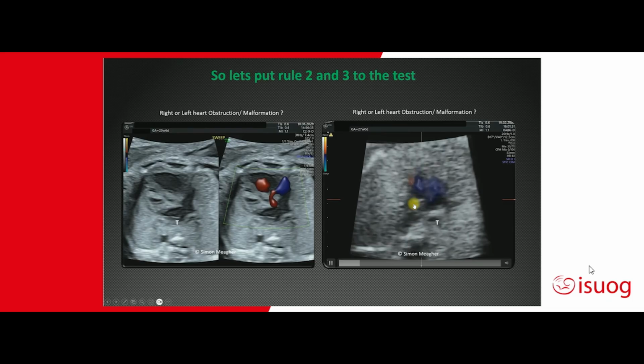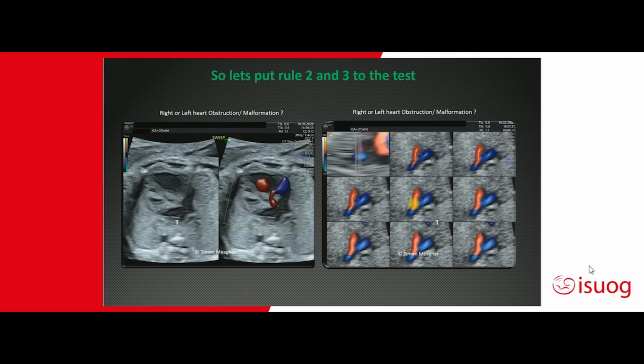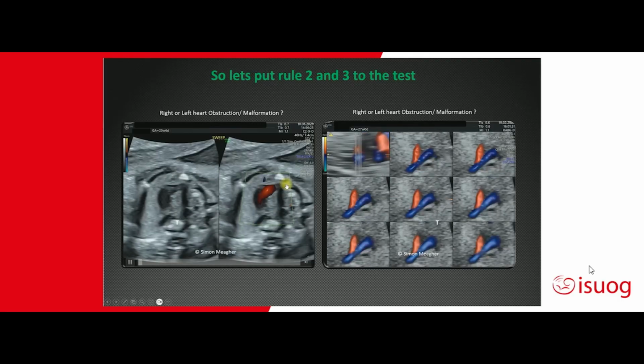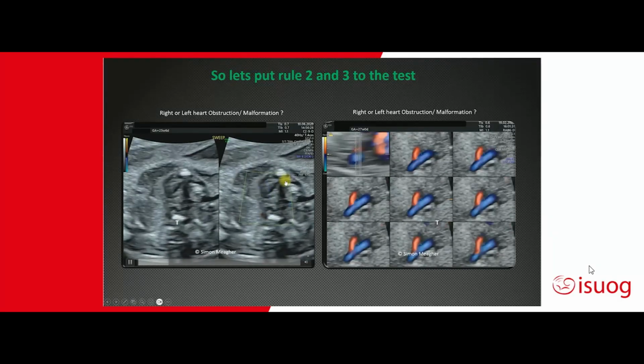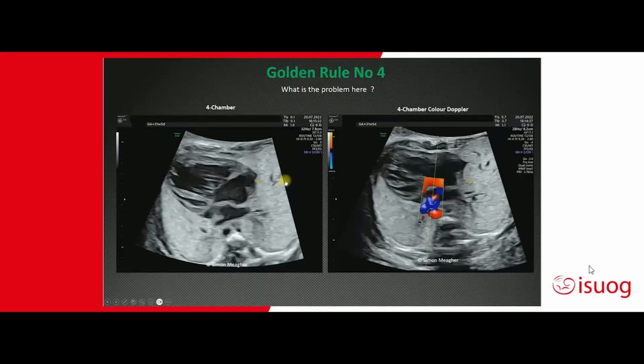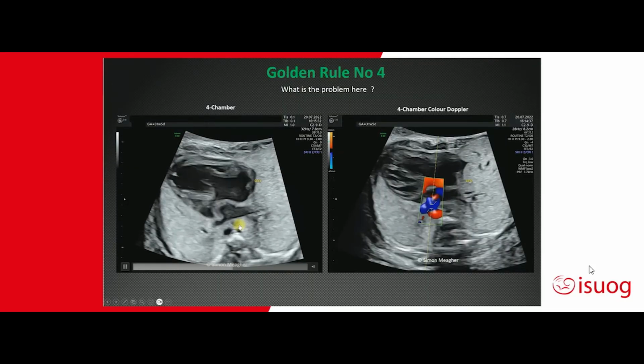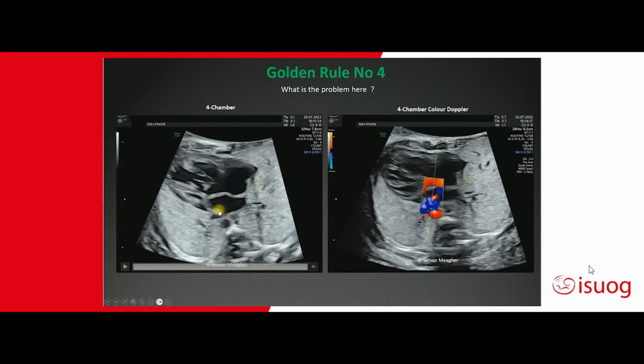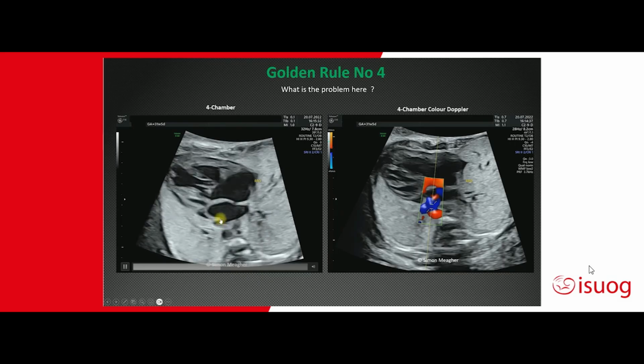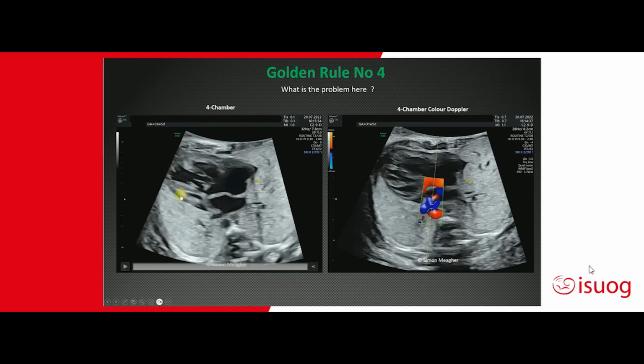So without even knowing the 4-chamber view, on a 3-vessel tracheal view, I can have an idea whether there's an obstructed left or an obstructed right cardiac lesion. It's a very useful clue. Golden rule number 4 is the use of cine loop. So when I look at this 4-chamber view of the heart, I see that the left atrium is smaller than the right and the left ventricle is smaller than the right. And I see there's a restrictive foramen ovale.